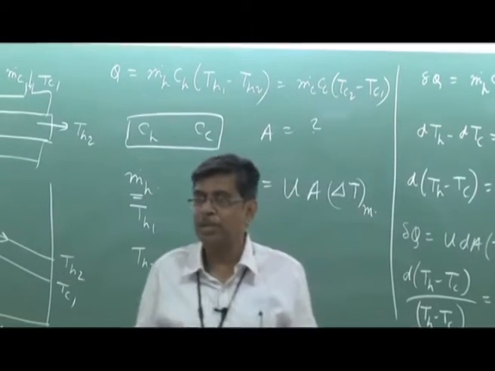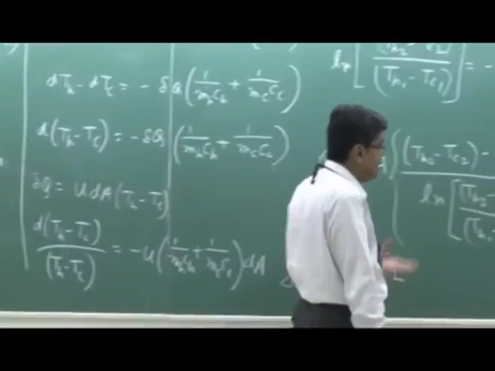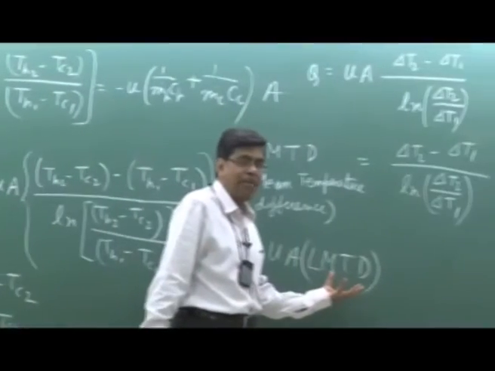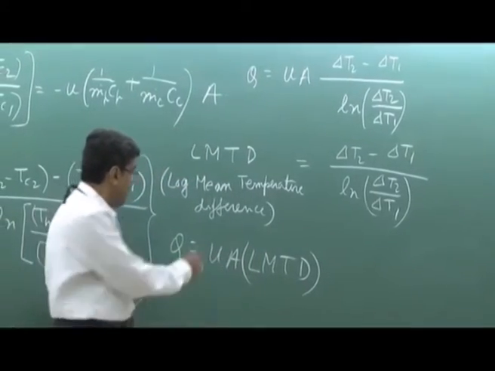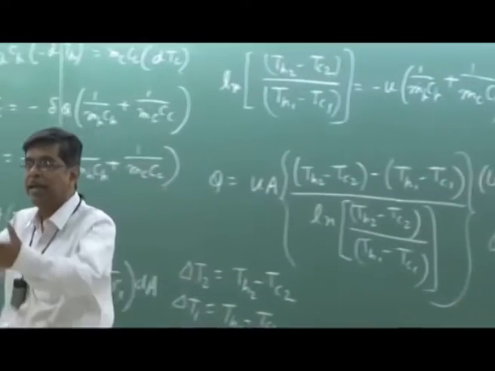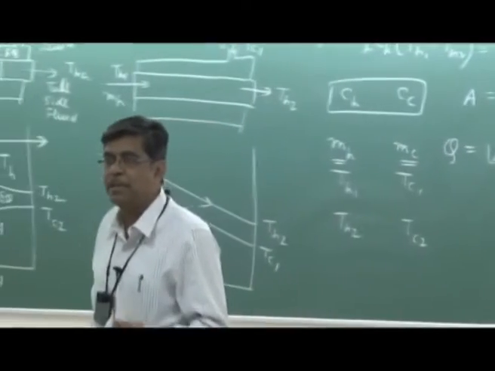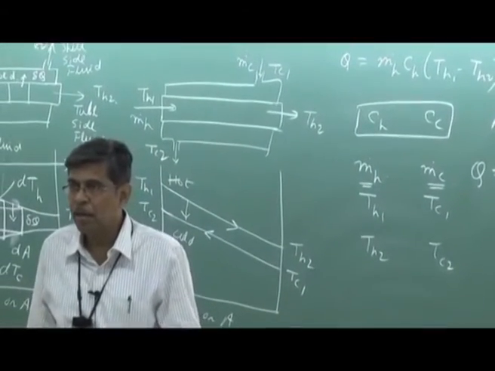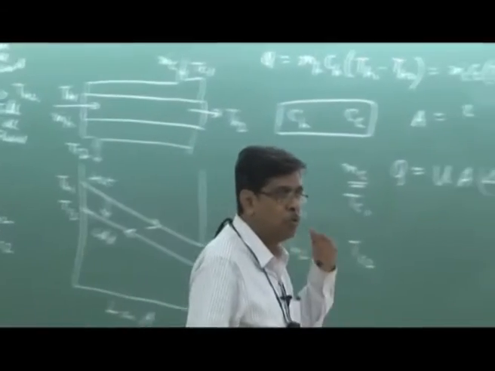So if I know the definition of LMTD, which satisfies this equation, that means it is that average delta T between the two terminals which satisfies this equation. And if I am provided with the value of the overall heat transfer coefficient, I can determine the size of the exchanger. This is known as a typical sizing problem. Clear? Clear to everybody?